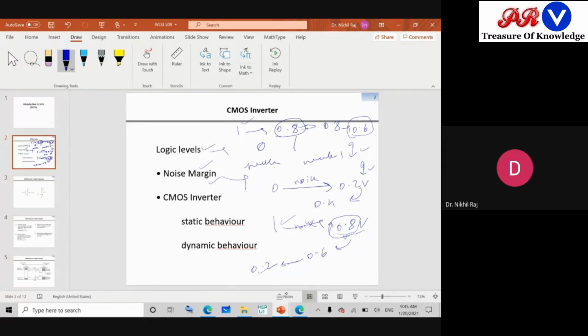Then we'll go for the CMOS inverter analysis, and two types of analysis. One is called static behavior, another is called dynamic behavior. Now static behavior means in the rest condition. Static condition means when it is getting 0 what is happening, when it is getting 1 what is happening. So in static behavior we will study how to compute the noise margins. Then we'll go for the dynamic behavior.